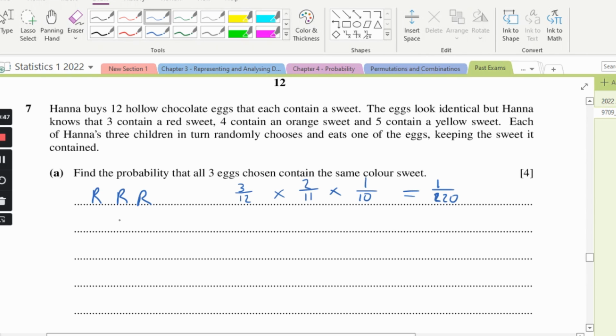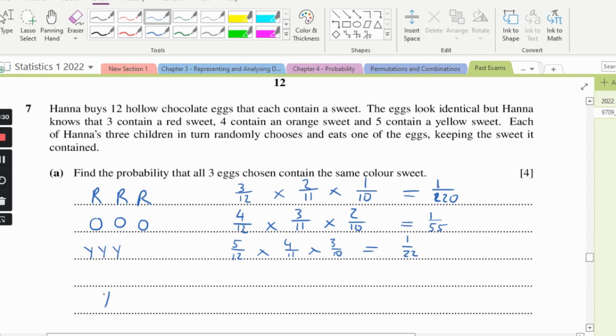Yep. Now we're going to do the same with orange, orange, orange. The first chance of getting an orange is 4 because there are 4 that have oranges, so it's 4/12. And then obviously each time we drop down 1, just as we did in the first case. So 4/12 times 3/11 times 2/10. I got 1/55 for that one. And yellow, yellow, yellow follows the same pattern of logic. You've got 5 of them to start off with, so it's 5/12 times 4/11 times 3/10, and this was giving me 1 over 22.